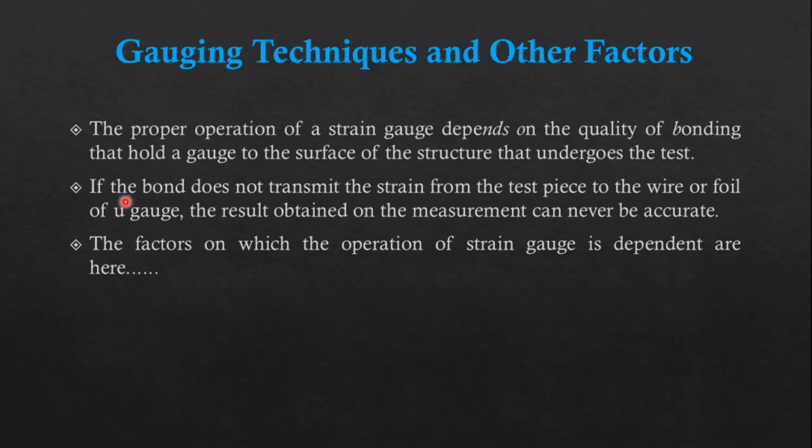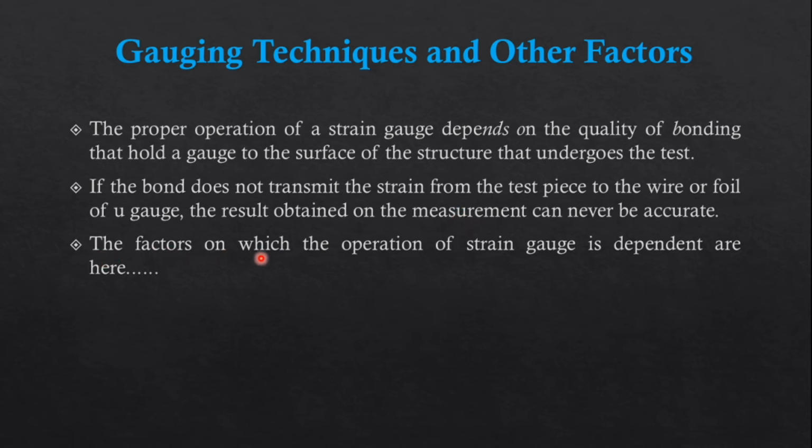Next, if the bond does not transmit the strain from the test piece to the wire or foil of the strain gauge, the result obtained on the measure can never be accurate. If the bond is not proper and the force acting on the strain gauge is not taken by the resistance wire or foil, and is taken only by the backing material, then there is error, or we can say we are never going to get an accurate result. So the force needs to be transmitted to the test piece.